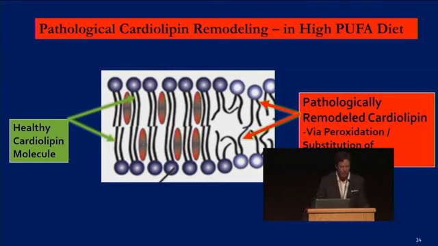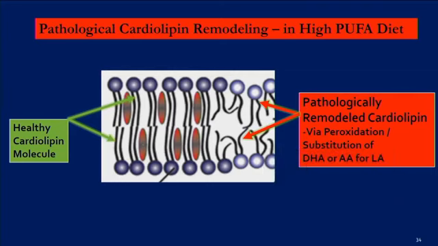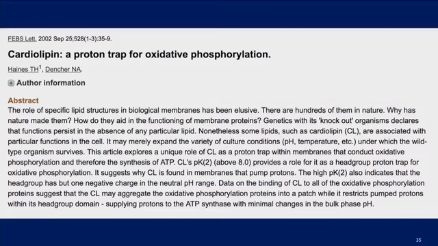And now you're going to see very simply with this little diagram, on the left is how healthy cardiolipin normally looks. But look at it on the far right when it's pathologically remodeled, because those fatty acyl chains become oxidized or replaced. That's what happens. And you're going to see how this devastates the electron transport chain. All right, so cardiolipin normally is a proton trap for oxidative phosphorylation. Oxidative phosphorylation is how we make ATP, the energy currency of the cell.